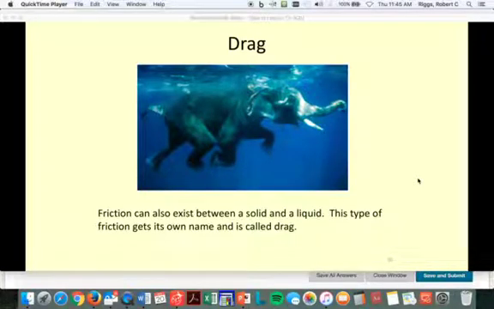Okay, we're almost to the last topic we're going to discuss in this, and it's about drag. Friction can exist in liquid, and it's what is known as drag.